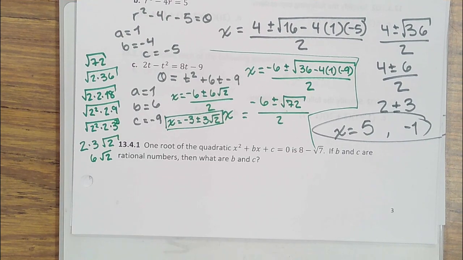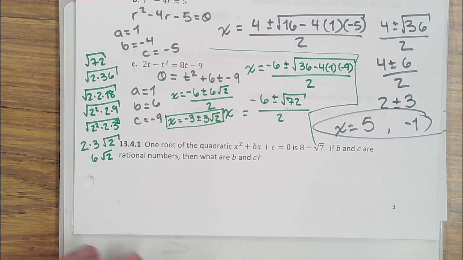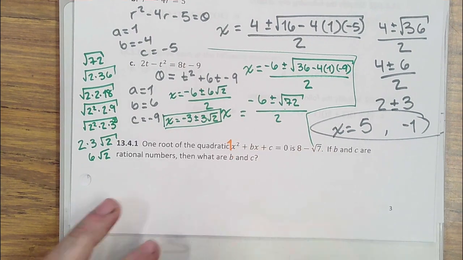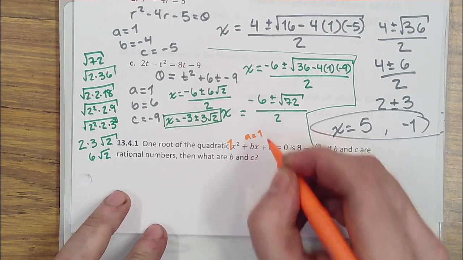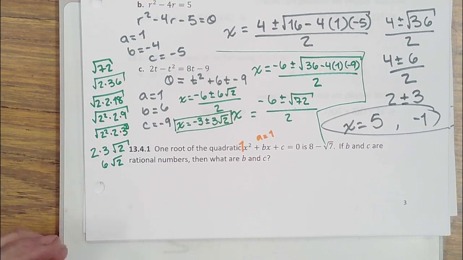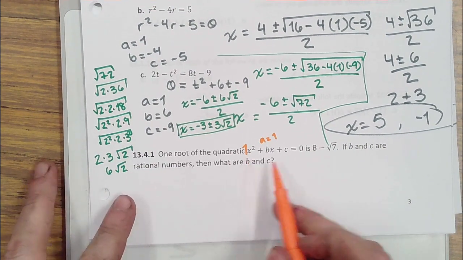The last one. It's using the quadratic formula in a clever way. So here's our quadratic. You'll notice it is in standard form. A is 1, so that's useful to know. I'll write that down. A is 1. B and C we don't know. But we do know that one root of this is this.